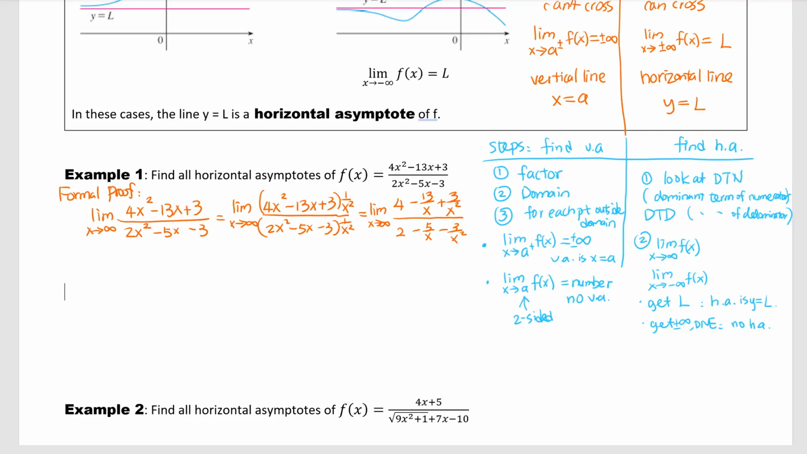Now, when x goes to infinity, remember a constant over 0 plus is infinity, a constant over 0 minus is minus infinity, but 1 over infinity is actually 0, and 1 over minus infinity is also 0. So all these terms go to 0. That's why we just get 4 minus 0 plus 0 over 2 minus 0 minus 0, so 4 over 2, which is 2. So this is the formal proof.